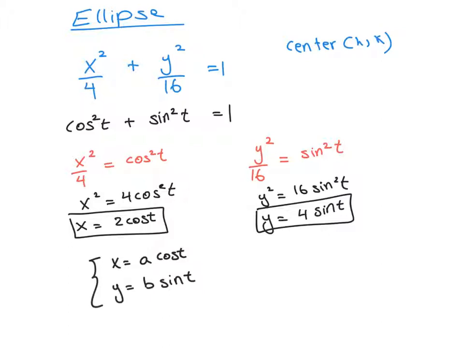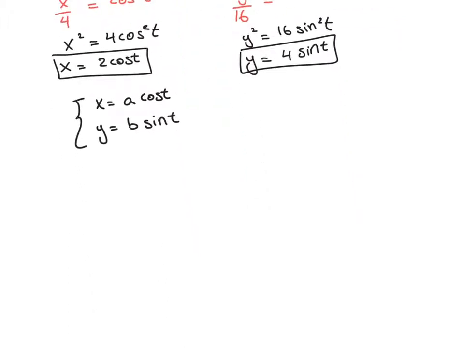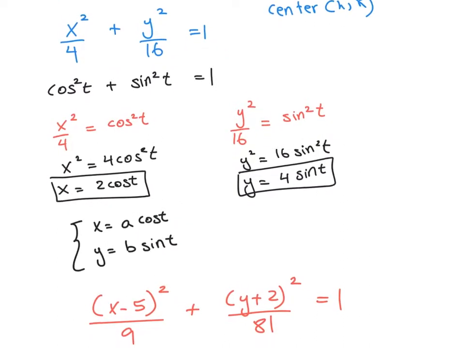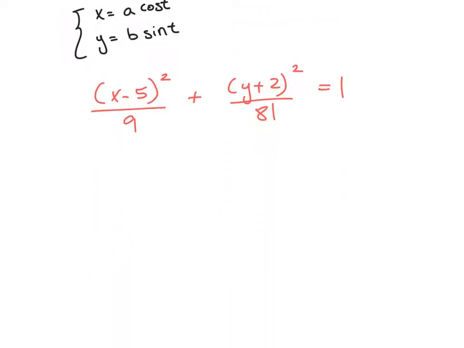So let's say I have x minus 5 squared over 9 and y plus 2 squared over 81 equals 1. Now I don't have to do everything I've done earlier because now I know the rule. So remember, the center is 5, negative 2. And the a value is 3 and the b value is 9.